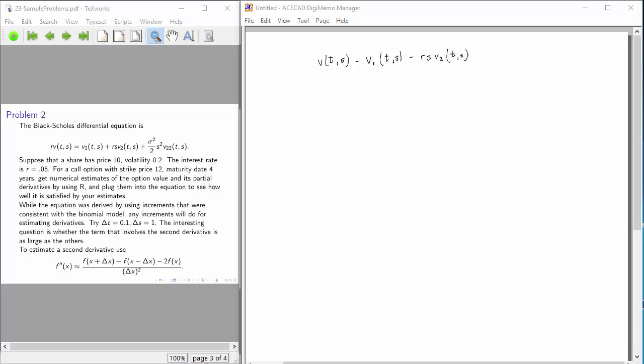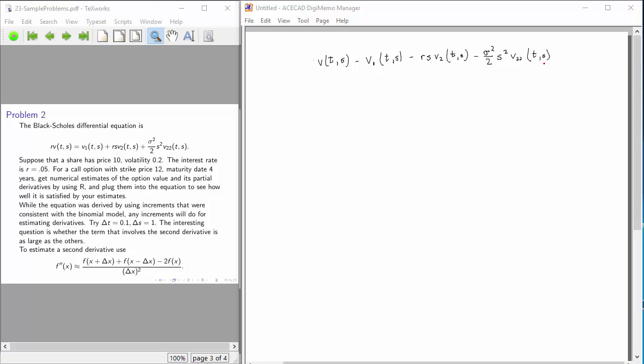I don't have the economic visualization power to see why that should be in there. And the last one is even more mysterious. It involves the square of the volatility times the square of the price of the underlying security times the second derivative of the price of the option with respect to the underlying stock.